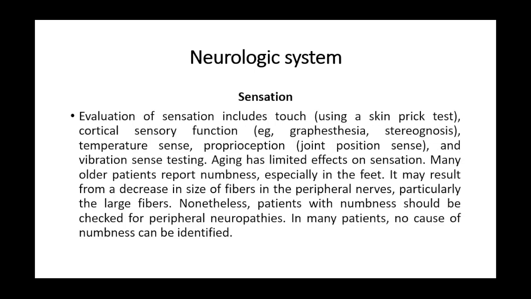Evaluation of sensation includes touch, cortical sensory function, temperature sense, proprioception, and vibration sense testing. Aging has limited effects on sensation. Many older patients report numbness, especially in the feet. It may result from a decrease in the size of fibers in the peripheral nerves, particularly the large fibers. Nonetheless, patients with numbness should be checked for peripheral neuropathies. In many patients, no cause of numbness can be identified.